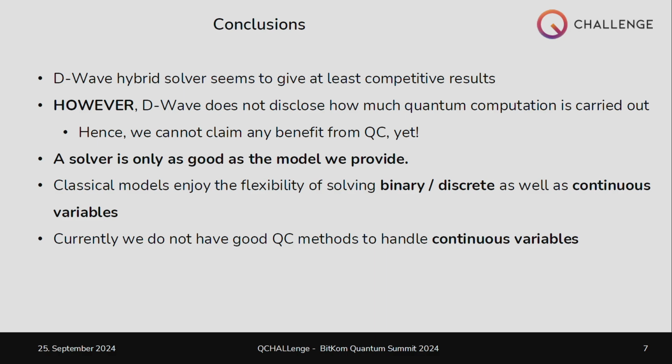And a second thing is that we more or less only have binary variables for quantum computing. If we use the CQM solver from D-Wave, you can also define continuous variables, but I don't know what happens to them in the background. We do not know any good methods for handling continuous variables in quantum computing, and also D-Wave doesn't tell us how they do it in the background.